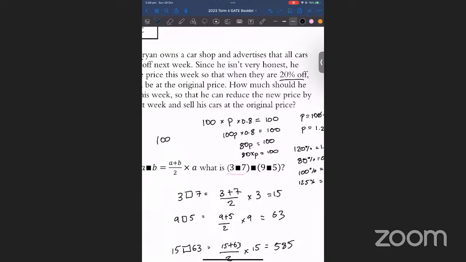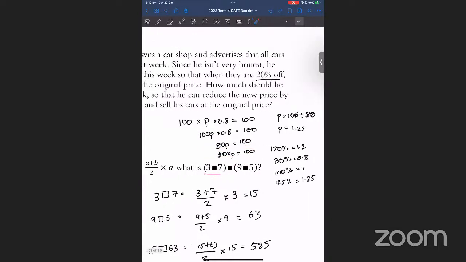Another example is what's 100p multiplied by 0.5? Now, what's 0.5? 50%, or a half, right? So what's a half of 100p? 50p. So this 0.8 is the same as 80%. So 80% of 100 is 80p. So we have 80p is equal to 100. And 80p is the same as 80 multiplied by p. I move the 80 to the other side, and it becomes 100 divided by 80. And 100 divided by 80 is equal to 1.25.